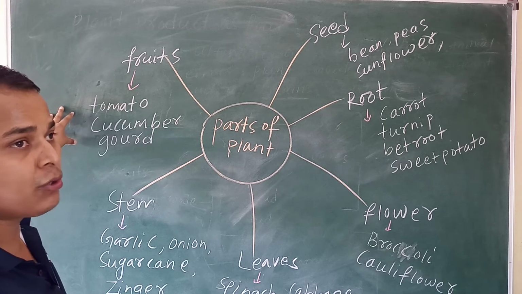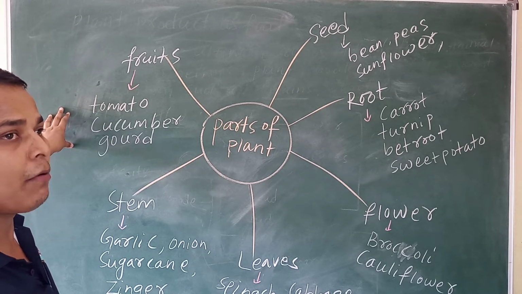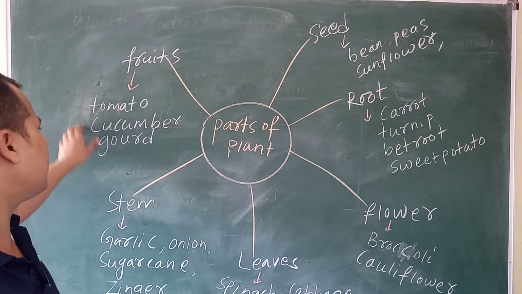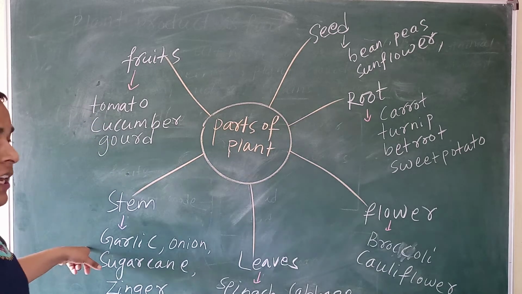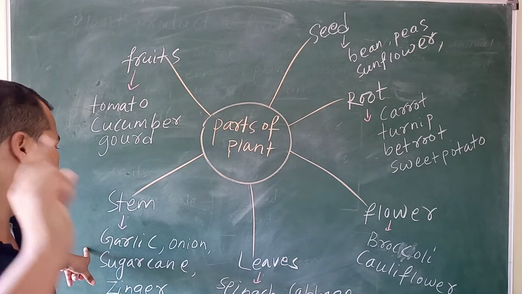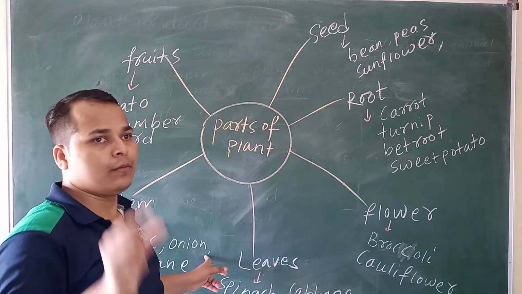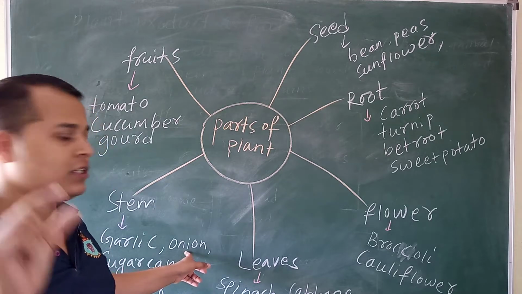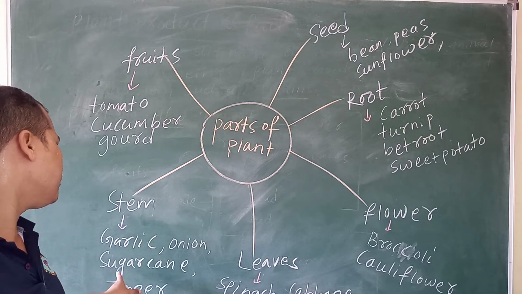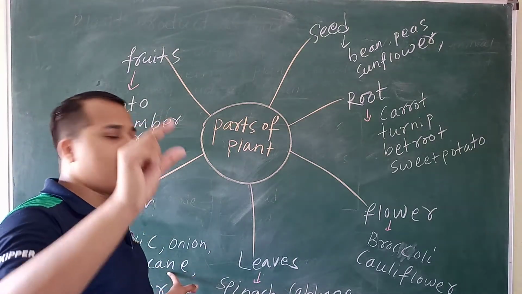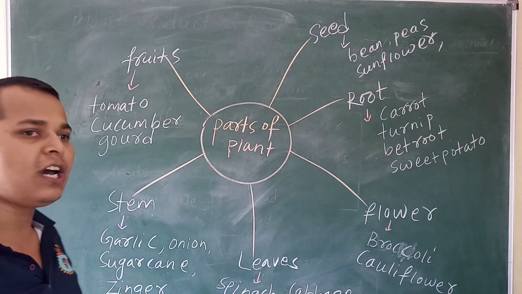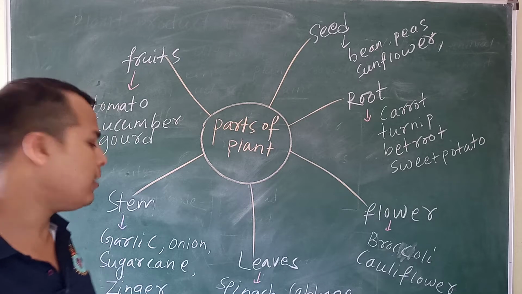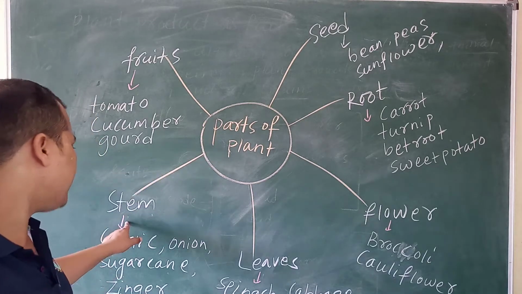First what will happen? It is a flower, then the flower will grow as a fruit. Cucumber, gourd. Garlic, garlic means rasun. Then onion, pyaz, it is also stem. Sugar cane, ganna, it also comes under the stem. Then ginger, adrak, it also comes under the stem.